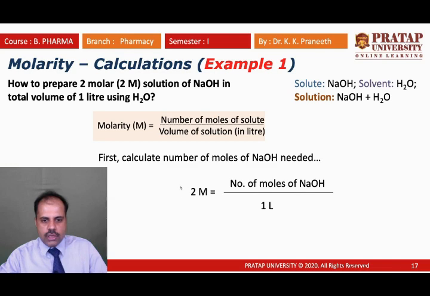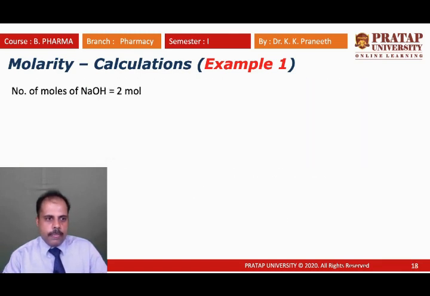Here I have written, and the volume of the solution I have displayed is 1 liter. So the number of moles is 1 into 2 molar, right? 1 liter into 2 molar, that is, the number of moles of sodium hydroxide is 2 mole. Okay, 2 into 1, 2 mole. So we found out the number of moles of sodium hydroxide present in the 2 molar solution.